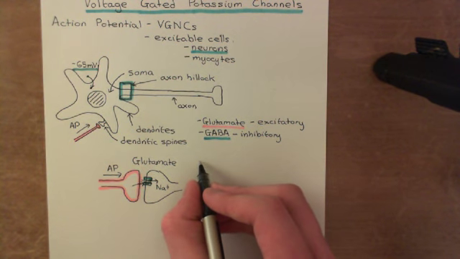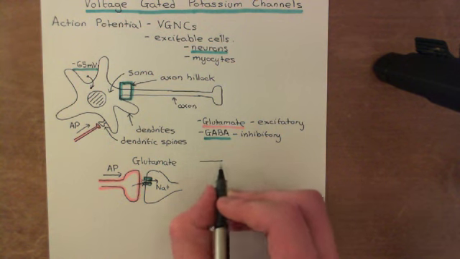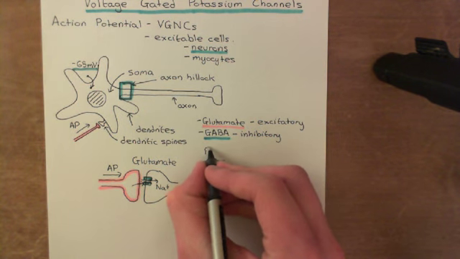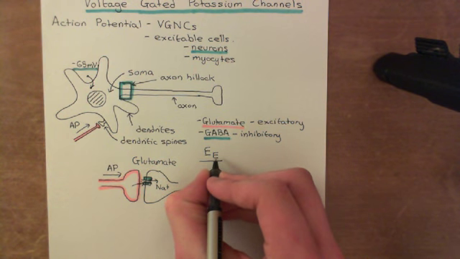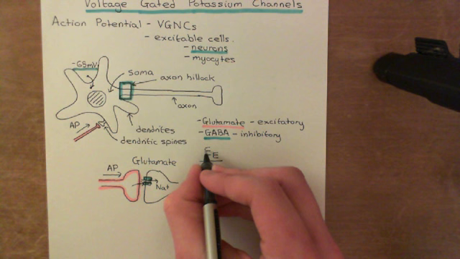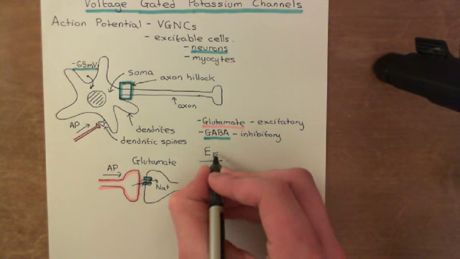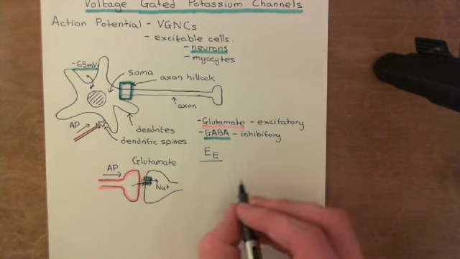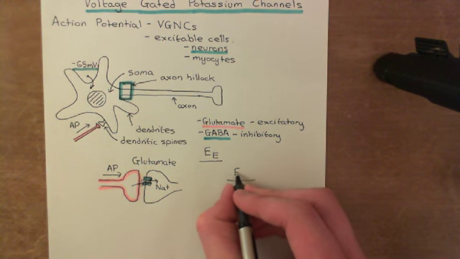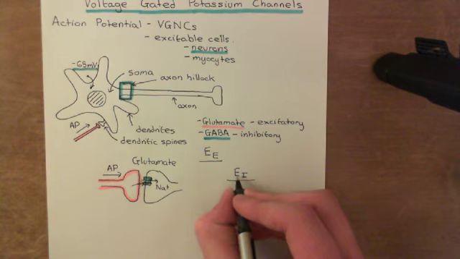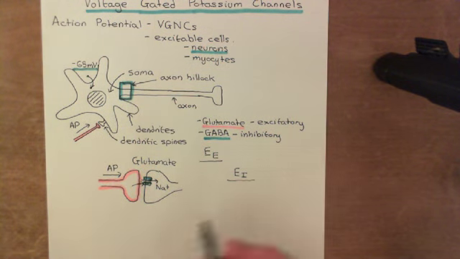Okay, so let's draw this on a little diagram like so. Let's let this line here represent the electrical potential extracellularly, which I'll abbreviate to capital E subscripted E. So capital E is for electrical potential, then the subscript E is for extracellularly, and we'll let this line here represent the electrical potential intracellularly, so the electrical potential of any point in the cytoplasm.